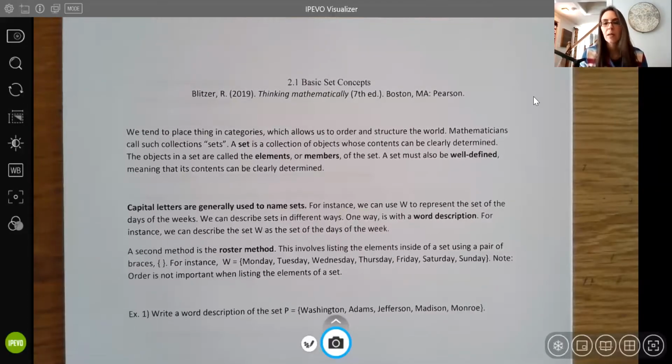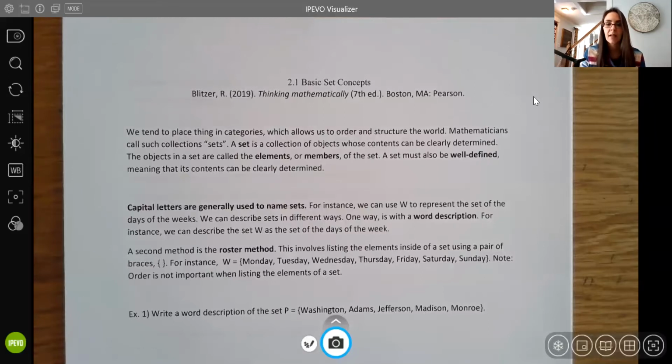We're going to start by introducing a concept called sets. And you may have seen sets a little bit before, but we're going to really formally define them here and show lots of different types. So we tend to place things in categories, which allow us to order and structure the world. Mathematicians call such collections sets.